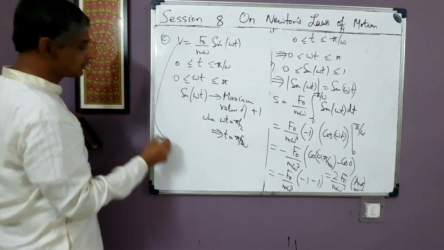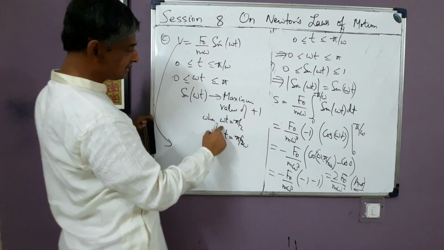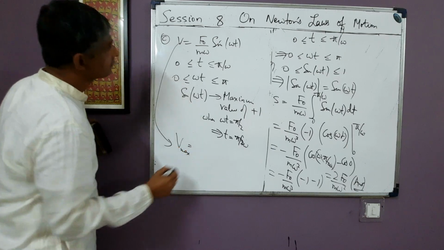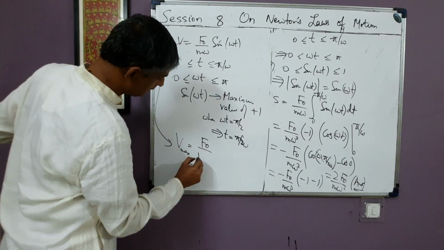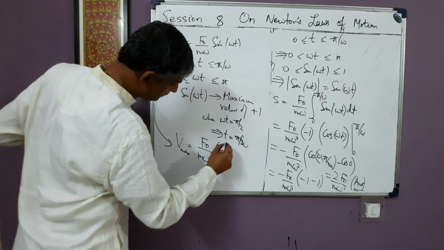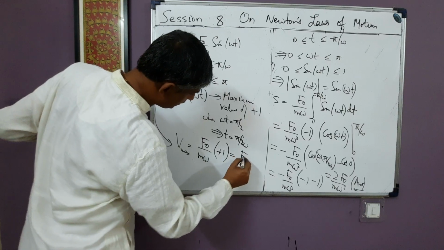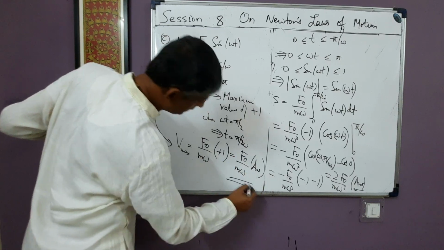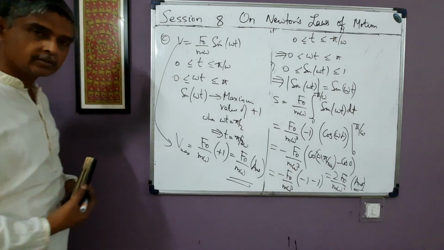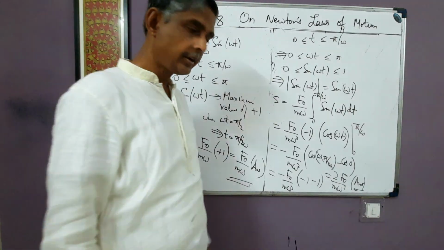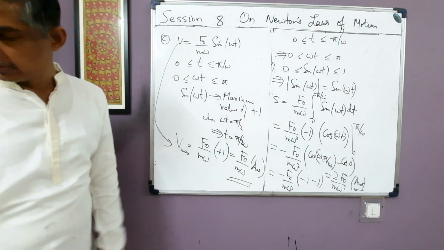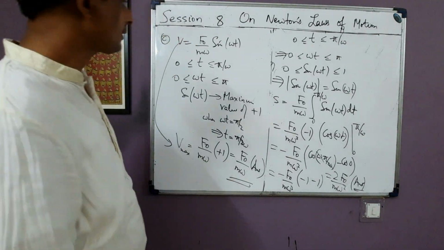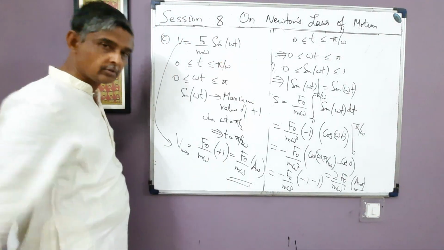So the maximum velocity V max becomes, we replace sin omega t by plus 1. So V max becomes F naught by m omega into plus 1, which is simply F naught by m omega, and that is the required answer. Is it clear? Fine. Alright, so this also I have explained fully. Is it clear?